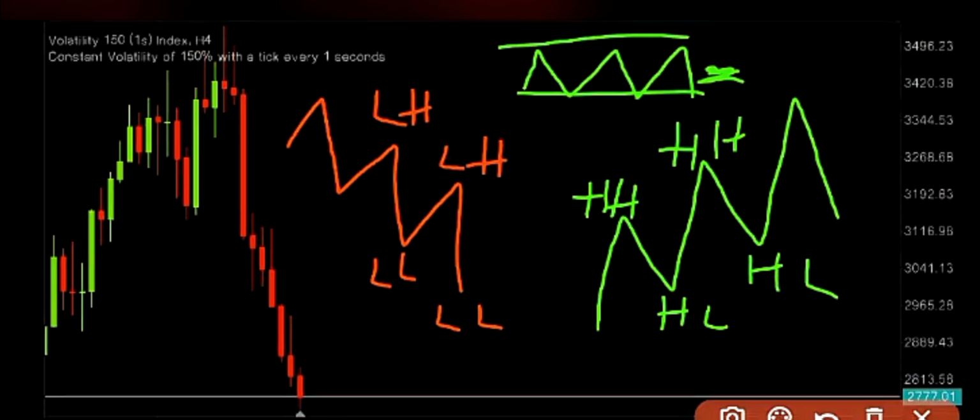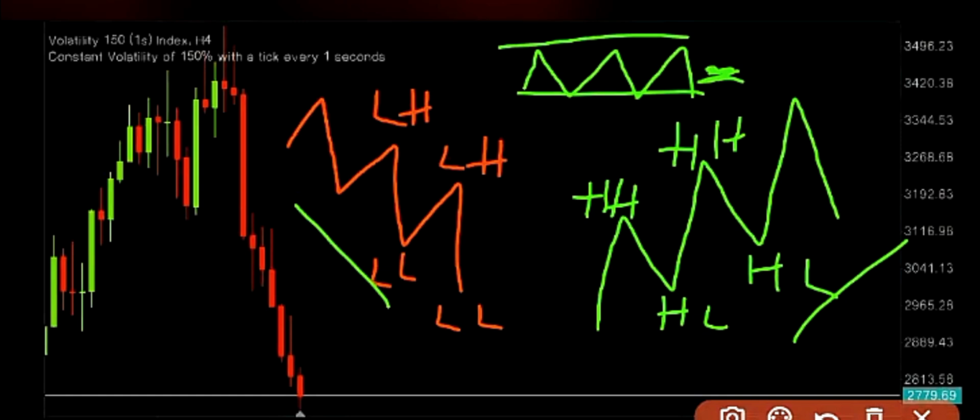So the best conditions you want to participate in trading are the downtrend and the uptrend. In the downtrend, what do we want to do? We want to sell. And in an uptrend, we want to buy. That is the basic idea over here.